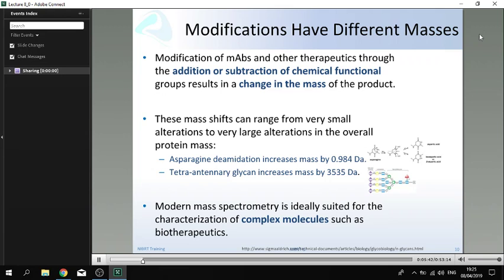So how can we see differences in different proteins that we are looking at? Any kind of difference that we have on our protein will affect its mass.